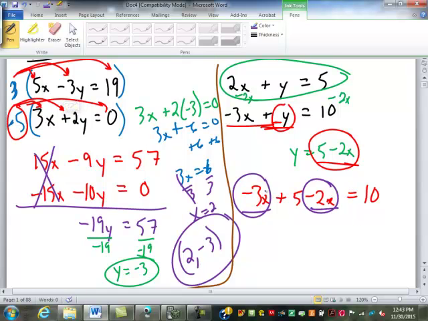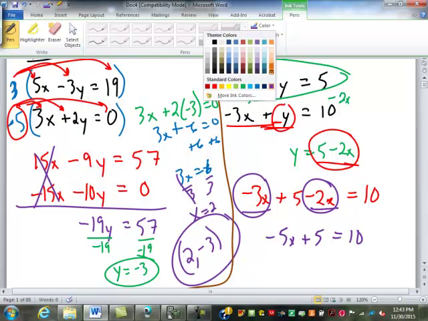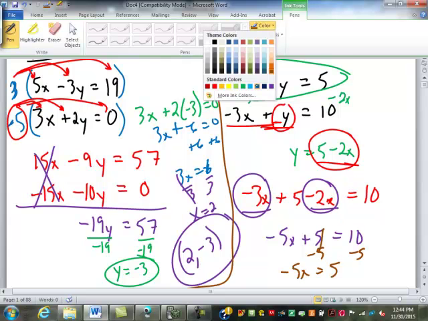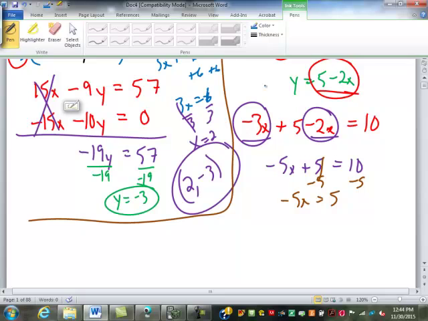What is this? Negative 3x plus negative 2x makes negative 5x. Plus 5 equals 10. And then subtract 5. Negative 5x equals 5, and yes, you divide by negative 5. x equals negative 1.